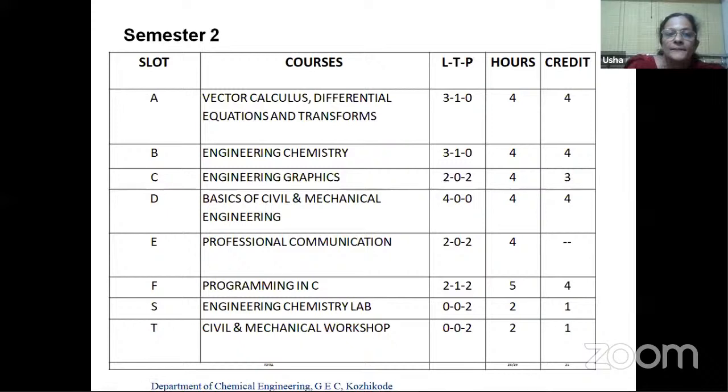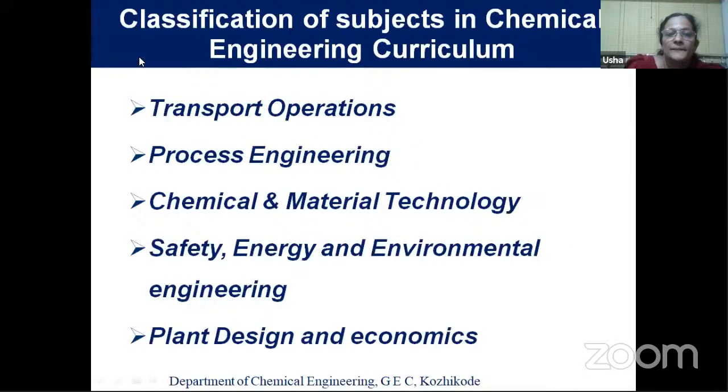In chemical engineering, as I said, the first 2 semesters are common to all branches. After that, from the 3rd semester onwards, you study the concerned branch subjects. In our chemical engineering case, there are different subject streams. One is transport operation, that is transfer operation subjects: transfer from one phase to another, mass transfer, heat transfer, momentum transfer. You study these types of subjects in the transport operation stream.